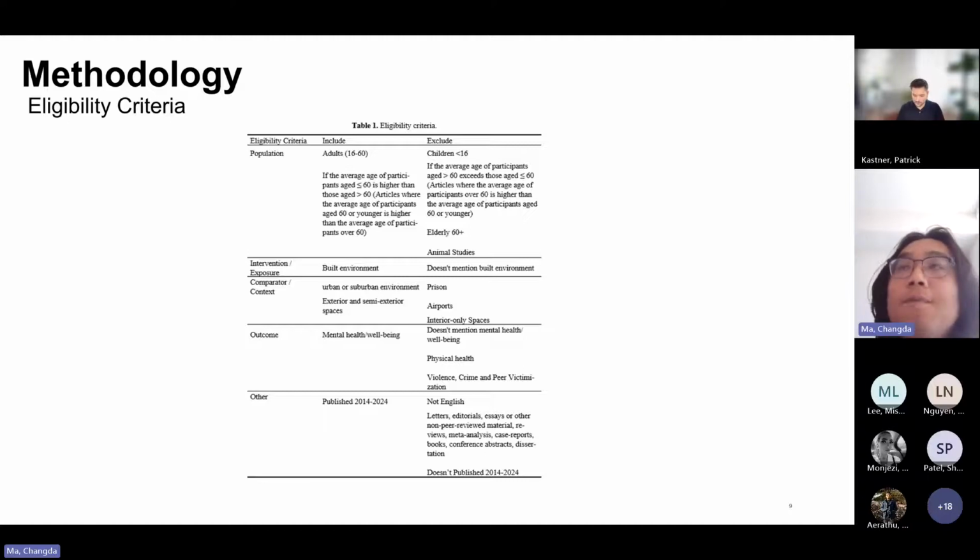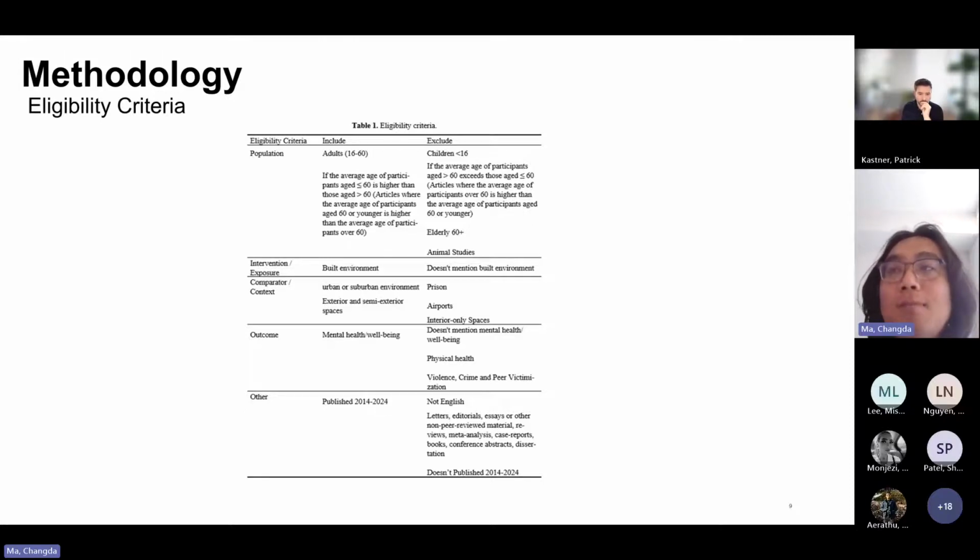We mainly focus on six categories. The first is the population, the second is intervention exposure, the third is the context, comparator, outcome and others. As for the population category, we include adults 16 to 60 and exclude children less than 16 and elderly more than 60. And also, we include the built environment and exclude studies that don't mention the built environment.